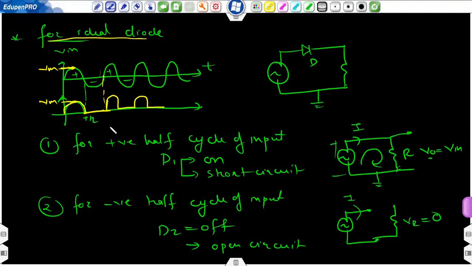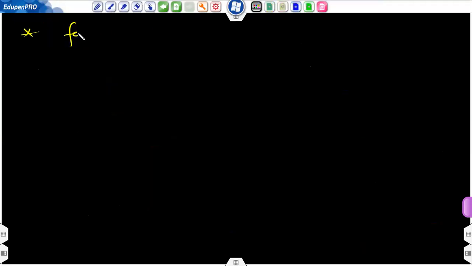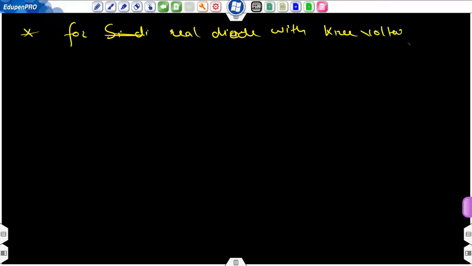Now what will happen if we replace the ideal diode with a real diode? Case 1 will remain as it is. Case 2 will remain as it is for the negative half cycle of input: D2 will be off and VR will be 0. The only difference will be in the first case. So now for a silicon diode, or I can say for a real diode, with knee voltage Vk, first case, for the positive half cycle of input.